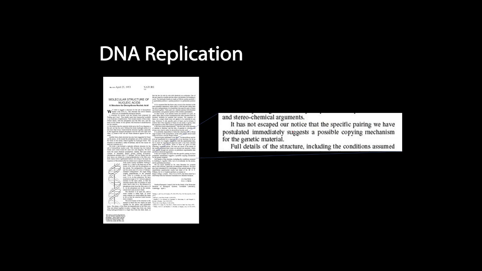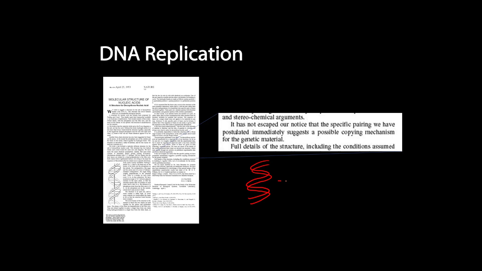Okay, let's talk about DNA replication now. Interestingly, when Watson and Crick first published their one-page journal article in the journal Nature in 1953, they had a very small paragraph there that said, "It has not escaped our notice that the specific pairing we have postulated immediately suggests a possible copying mechanism for the genetic material." Right? That, when they were talking about there, is when you have this DNA double helix, right?